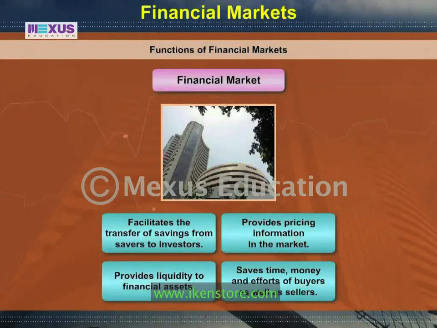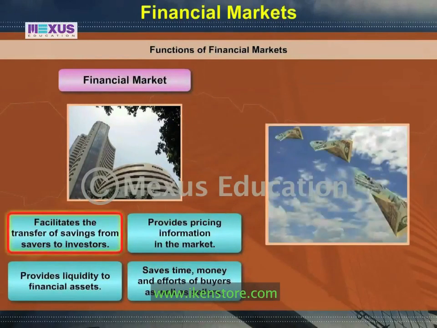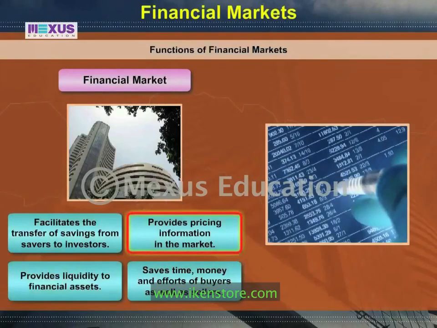Functions of financial markets. Let us now see the main functions of a financial market. A financial market facilitates the transfer of savings from savers to investors. A financial market provides pricing information resulting from the interaction between investors, who represent the demand, and households, who represent the supply in the market when they trade the financial assets.